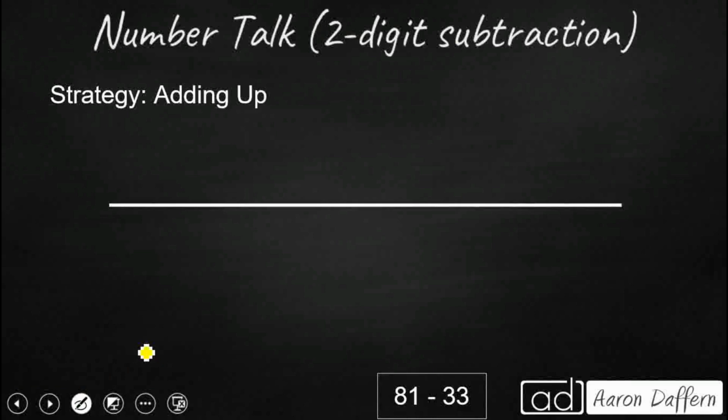So the first strategy we can use is called adding up. And what we do is we start with our little number, which actually has a term. It's called the subtrahend. We don't use it very often, but let's go ahead and use correct vocabulary here. We're going to take our subtrahend 33 and we want to add all the way up to our big number, which, as you can guess, also has its own term. It's called the minuend. So we are going to add up.